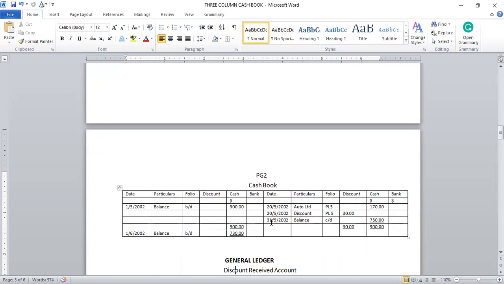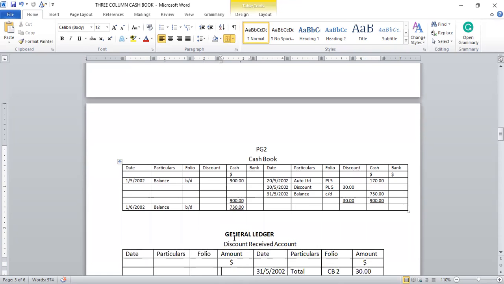So at the end of the month, 31st May, we balance the account. So balance carried down. Please, I have a video on how to balance an account. You can click on the show more section to go and watch that particular video. So the 31st May 2002, particulars balance, folio, balance carried down. 170 has been taken out of the 900. So the balance carried down is $730. So we bring it down. 1st June 2002, balance brought down $730. So that's how we go about the discount allowed.